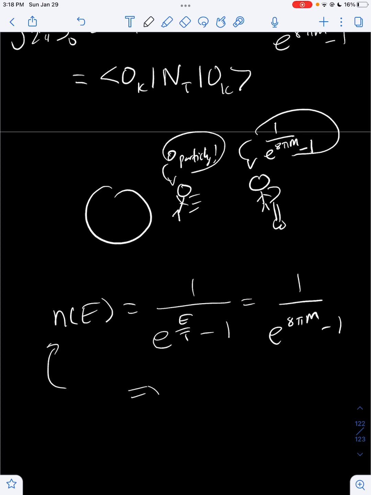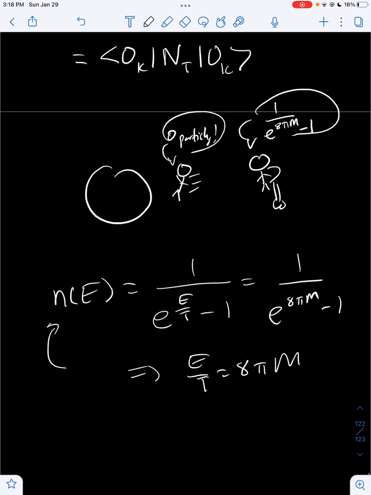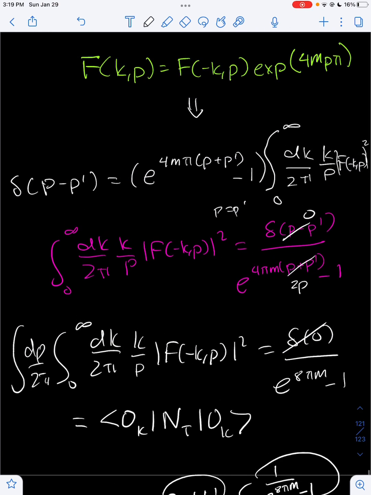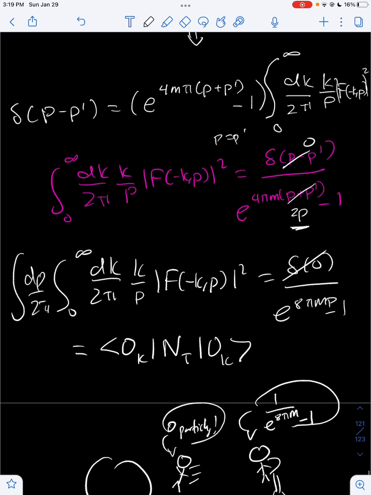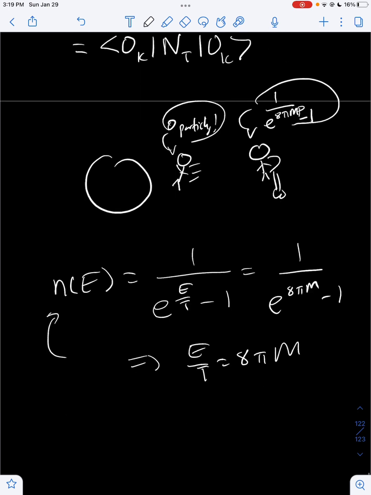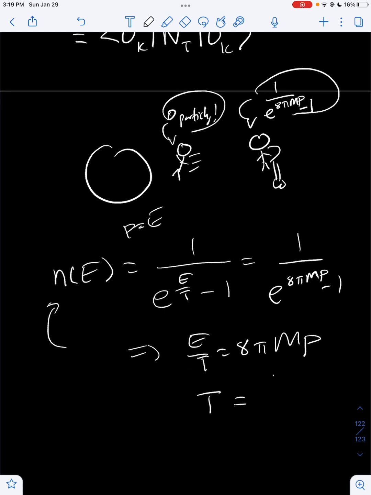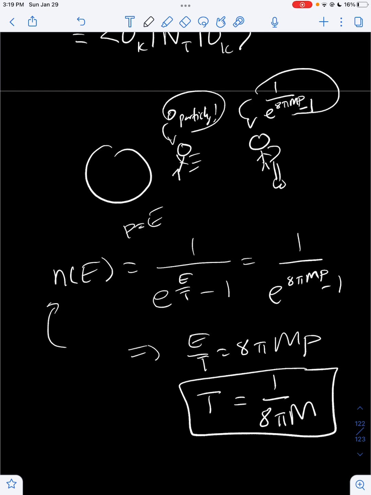And that will imply that E over T equals 8 pi m, and since, well, we should have a p here. Where did the p go? Yeah, we had a 2p here, so there should be a p here. We can't forget our p's. And since p equals E, this will just come out to be T equals 1 over 8 pi m. And this is the Hawking temperature. And that, my friends, is how you derive that.